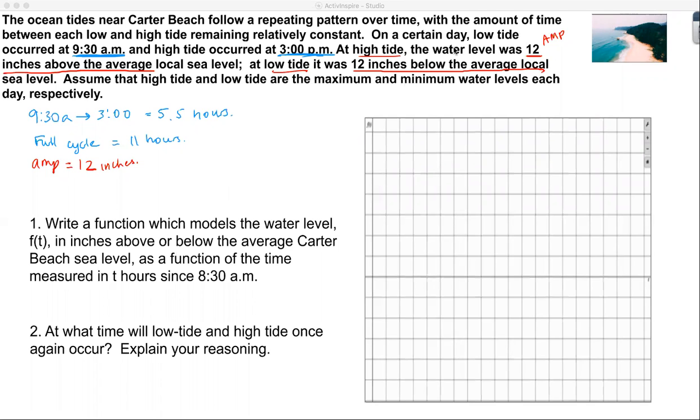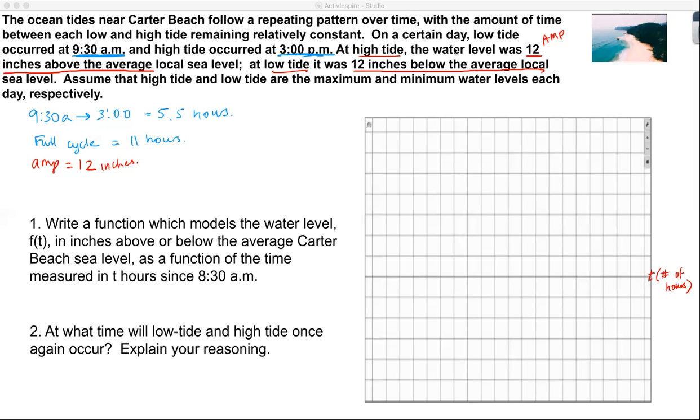which models the water level, f of t, in inches above or below the average Carter's beach sea level as a function of time measured in t hours. It's a lot of information. But by reading that, I'm able to figure out that my x-axis, in this case, we're going to call it t, this is the number of hours, right? Our x-axis, in this case, we're going to be using t, that represents the number of hours.